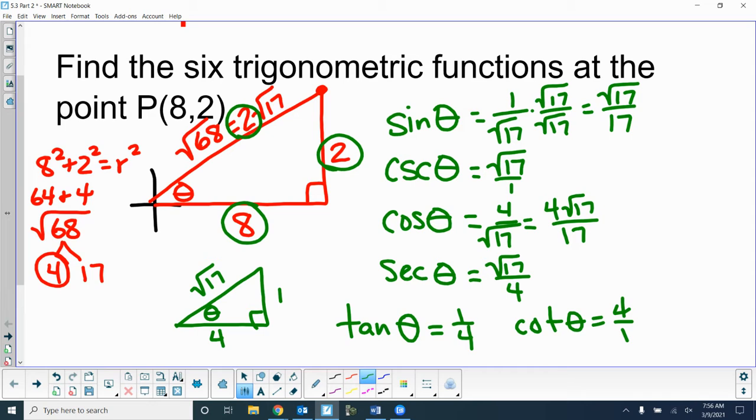And for number 8, the sine of theta was 1, the cosecant was 1, cosine of theta was 0, secant is undefined, tangent of theta is undefined, cotangent of theta was 0. The number 8.